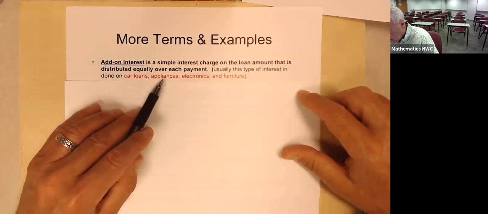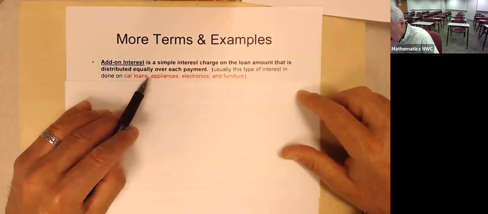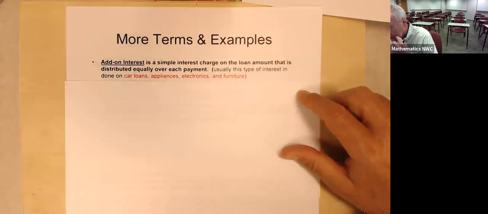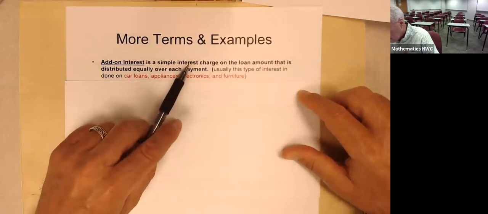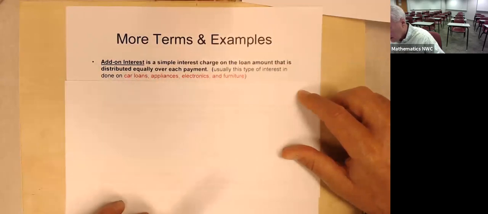I need to tell you though, this add-on interest is actually kind of a ripoff. It's a different type of ripoff than a calculator or credit card interest, but it's still not as good as it could be. We'll try to talk about why this is not necessarily great for the consumer, for you, all right? It's the simple interest charged on the loan that is distributed equally over each payment.